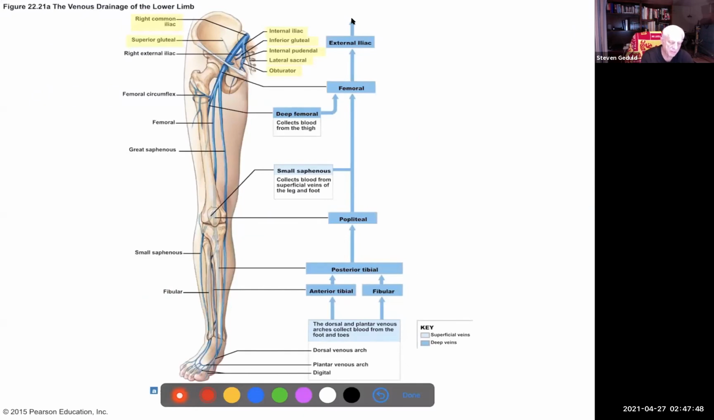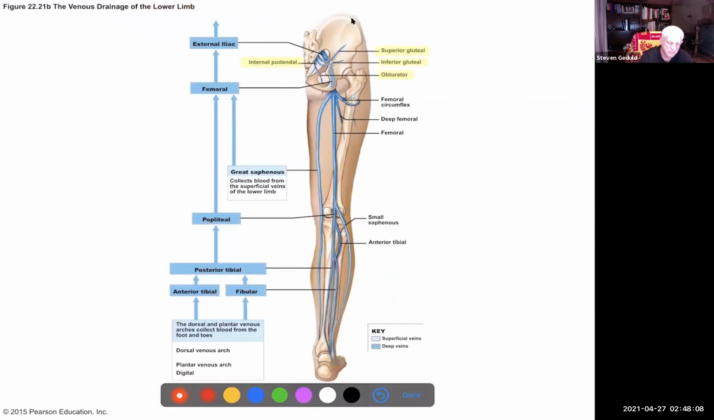From the pelvic area, you have your obturator, your lateral sacral, your internal pudendal, inferior gluteal, and internal iliac. And then the superior gluteal vein, and they drain into the right common iliac and up into the inferior vena cava. On the backside, you can see the internal pudendal vein, the superior gluteal vein a lot better, the inferior gluteal vein, and the obturator vein.